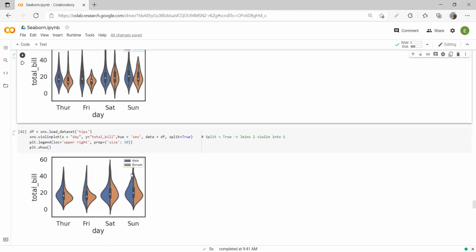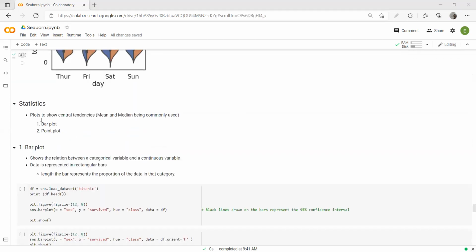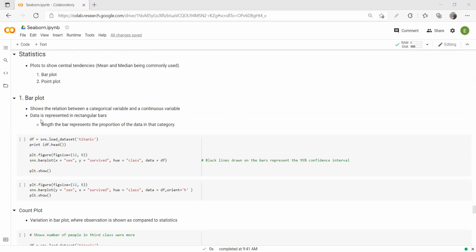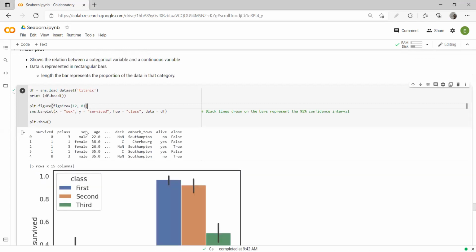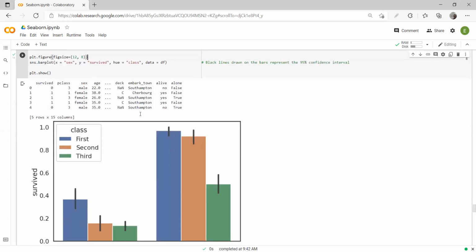So let's start for today. Going to some of the plots for statistics. The two common things are like a bar plot and point plot. Let's see what each of these things does with practical. So let's execute this cell and try to understand about it.